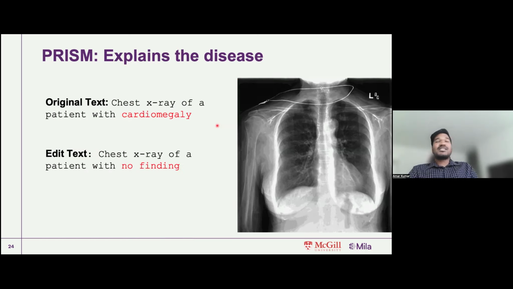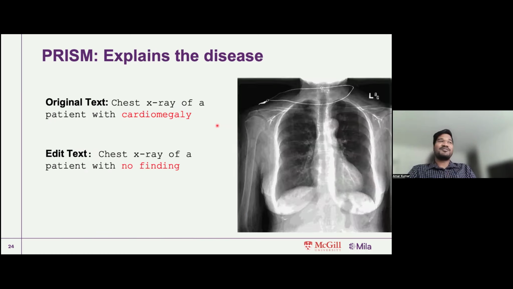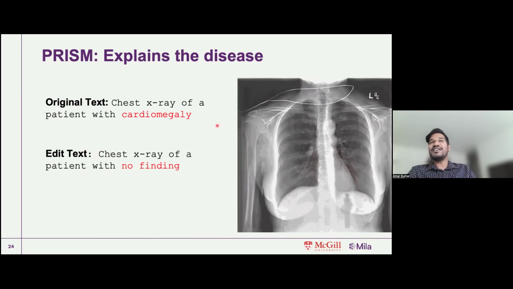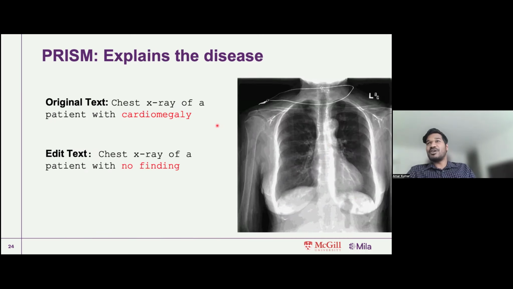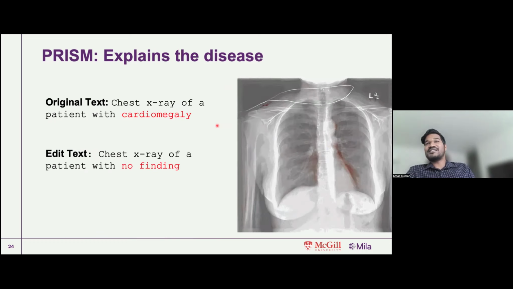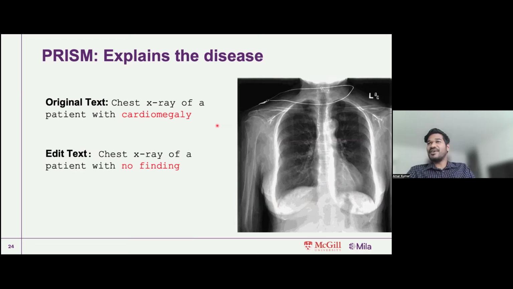Second, about explainability of the disease. This is actually an animation, so you can take a closer look at this. Just observe or stare at this animation. The initial start point is a chest X-ray of a patient with cardiomegaly, which is again abnormal enlargement of the heart. And the edit text that was given was "chest X-ray of a patient with no findings." So essentially asking again the question, what if this patient did not have any disease?